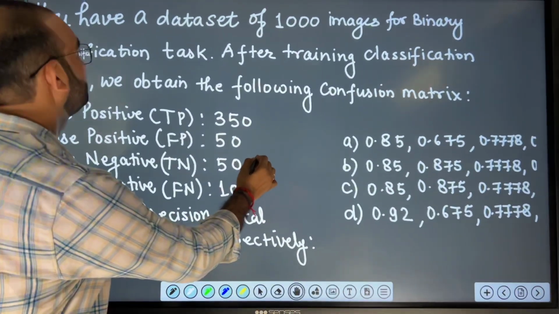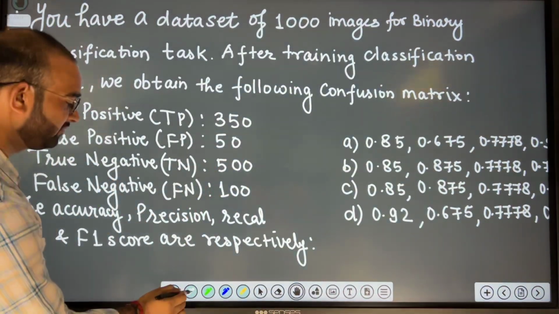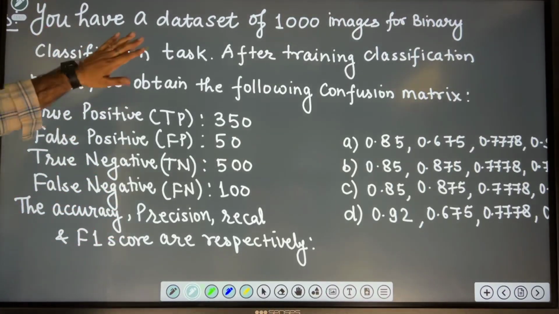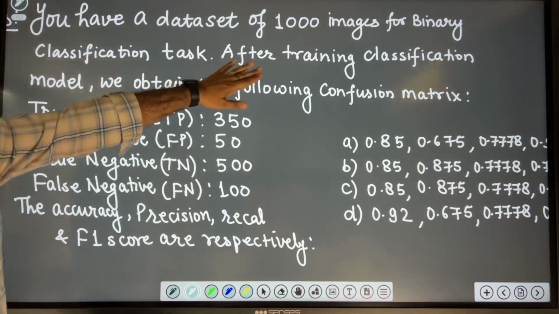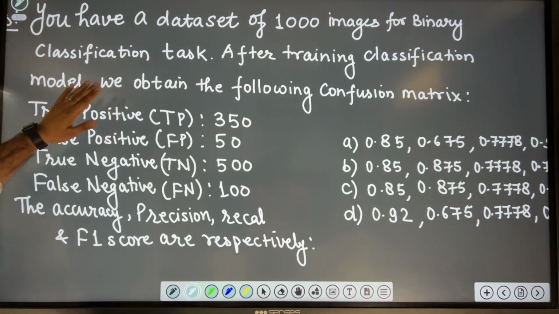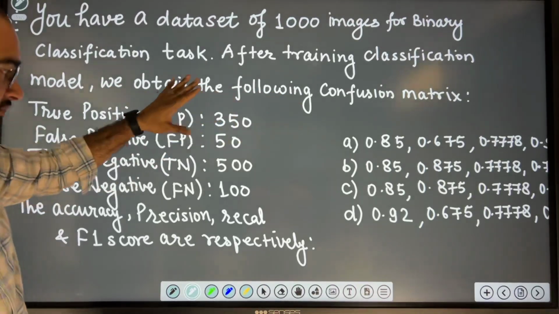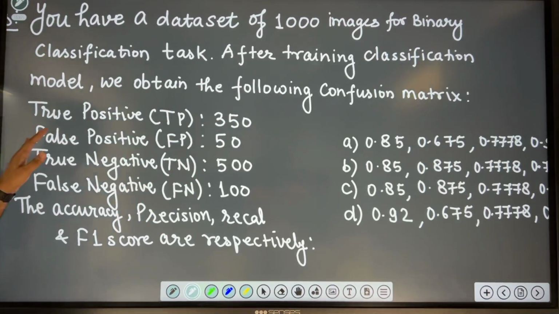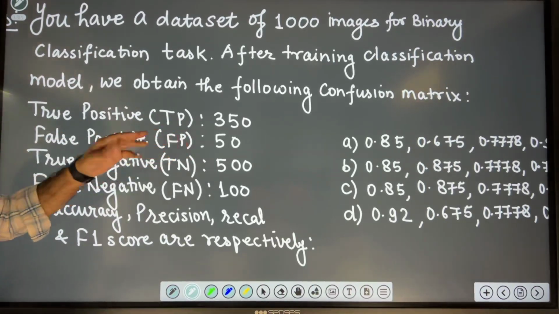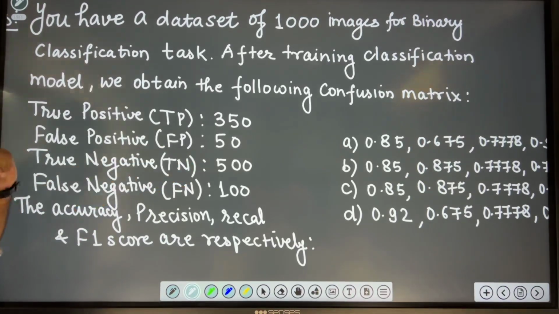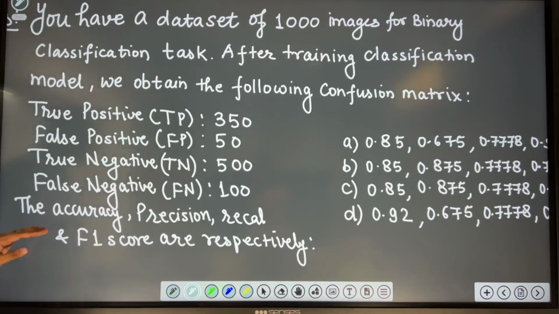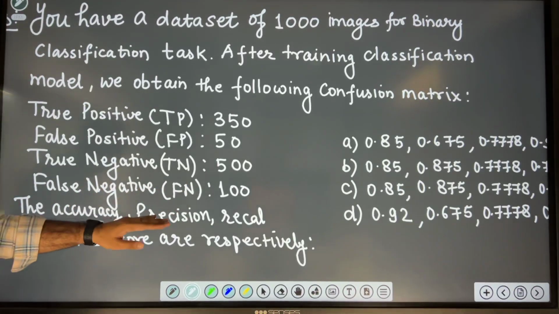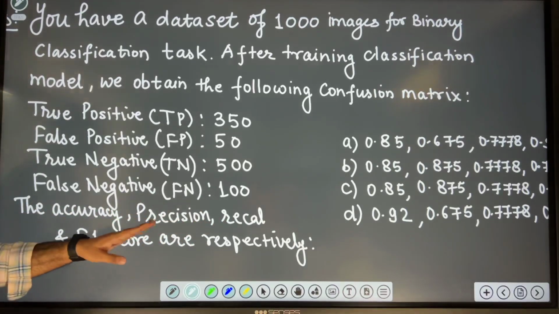So we can read it here. The problem statement says that we have a data set of 1000 images for a binary classification task, and after training the classification model we obtain the following confusion matrix. In this confusion matrix we are provided with true positive value 350, false positive value 50, true negative value 500 and false negative value 100, and we have to calculate accuracy, precision, recall and F1 score.